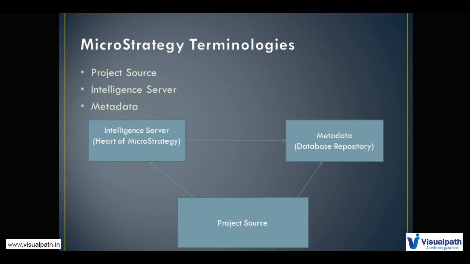As you can see on my screen, there are three blocks. The first block is project source, which is connecting to the intelligence server, as you can see from the arrow, and then the intelligence server is connecting to metadata. That is the first scenario. In the second scenario, project source is directly connecting to metadata. That's how these three terminologies are connected to each other. Now we will see what each of these terms means.